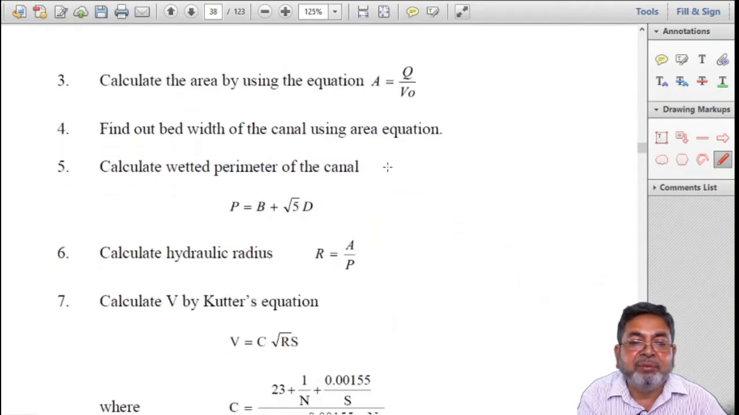Find out the bed width using the canal area equation. Now you have to find out the wetted perimeter of the canal.